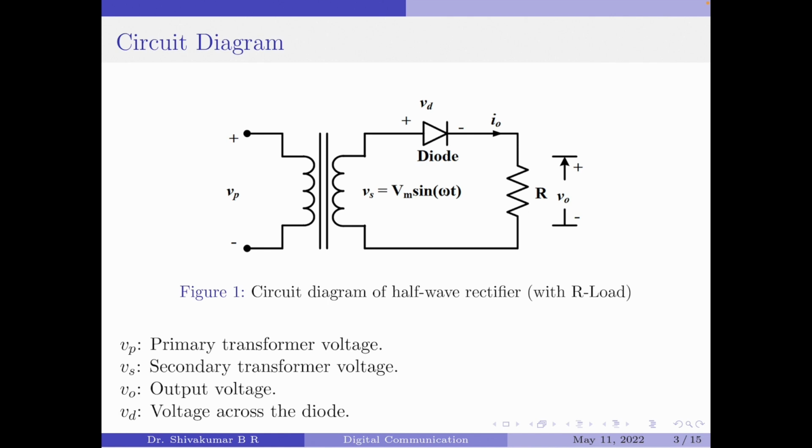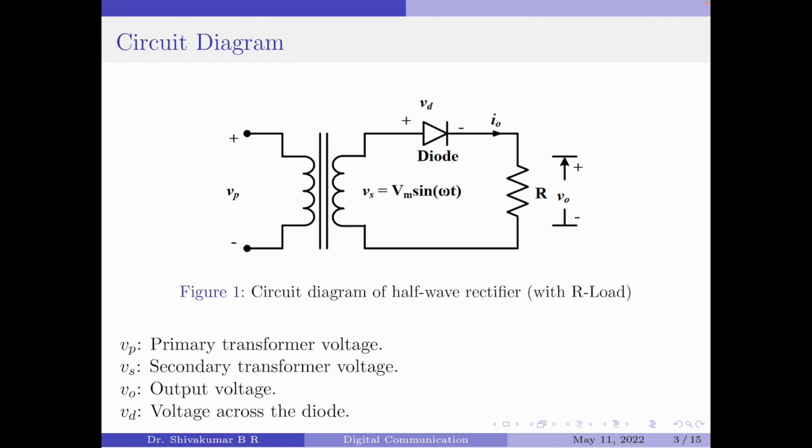Let us start with the analysis. Here in figure 1, I have shown the circuit diagram for a half-wave rectifier with a resistive load. The circuit consists of a transformer with a primary voltage of Vp and a secondary voltage of Vs equal to Vm sin omega t. We have a diode connected to the upper path of the secondary of the transformer in the way that is shown here.